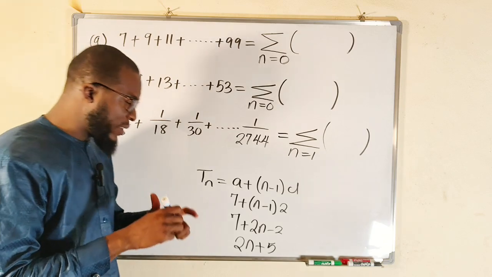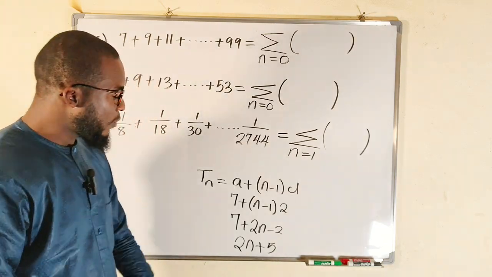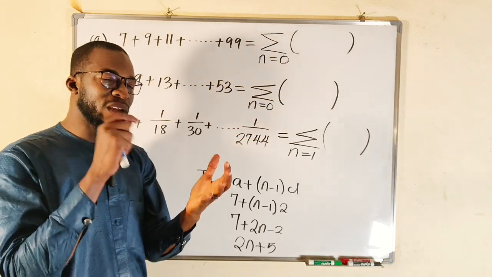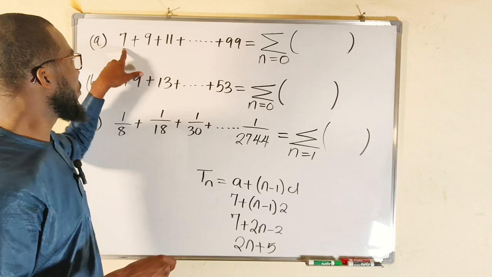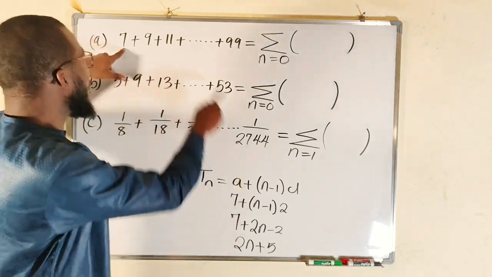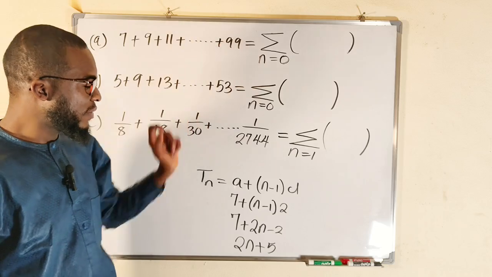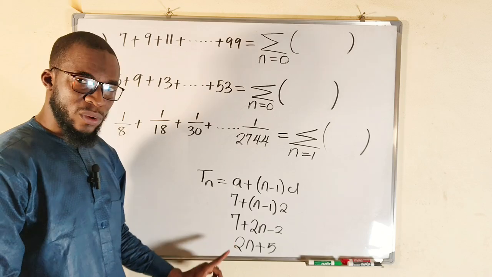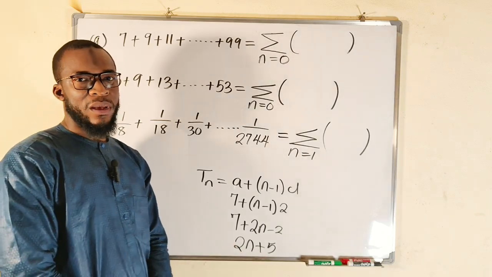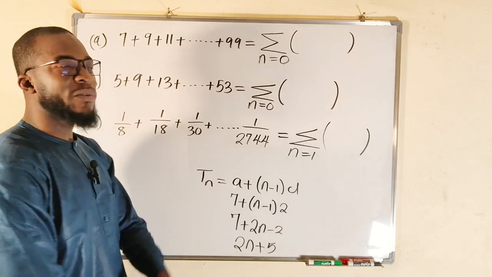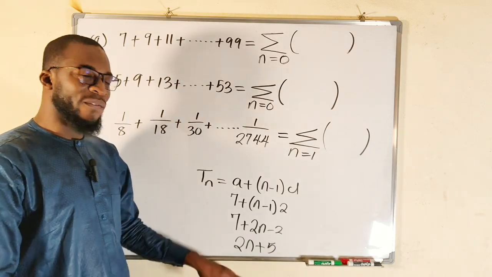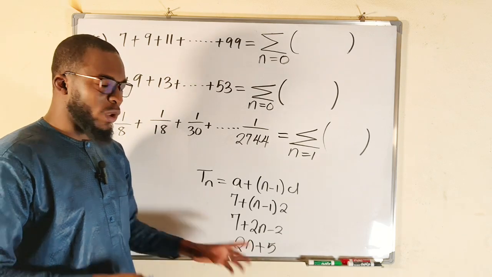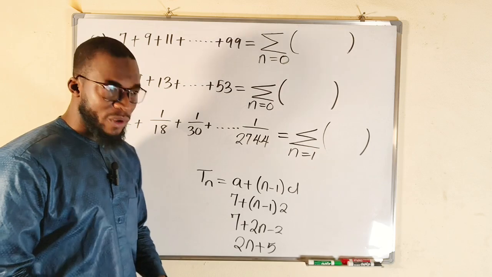But the question is, will this satisfy our sigma notation? What happens if n is 0? When n is 0, we have to obtain the first term, which is 7. So will this evaluate to 7 if we plug in 0? Let's test it. When n is 0, we have 0 times 2 is 0, plus 5 is equal to 5. And our first term is not 5. But I told you this defines every single term. Since this is equal to 5, we can confidently replace 5 with 7.